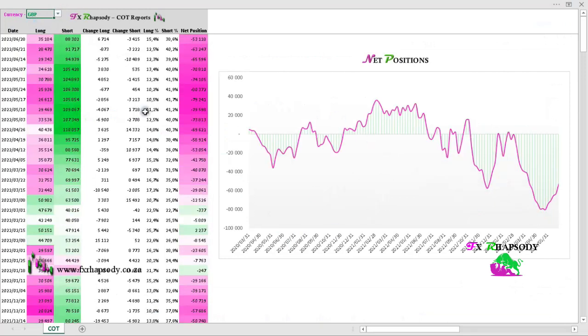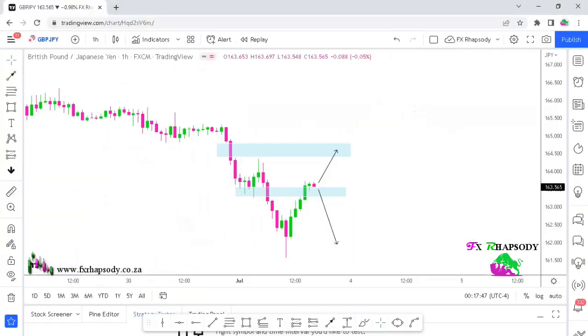So on the British pound, you can see that this net position is getting stronger, meaning it went from a negative 80,000 net positions, and it's now at negative 53,000. Lots of longs being opened, quite a lot of shorts being closed in the market. So that is this uptrend over here. So the British pound is getting a little bit stronger.